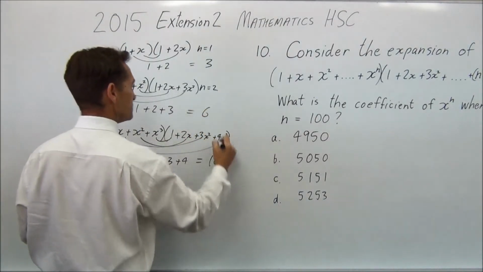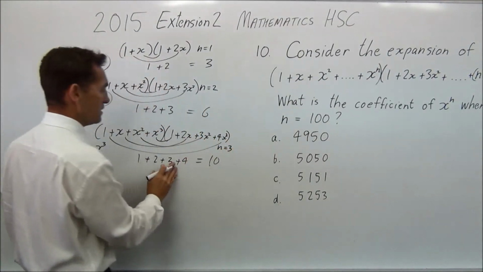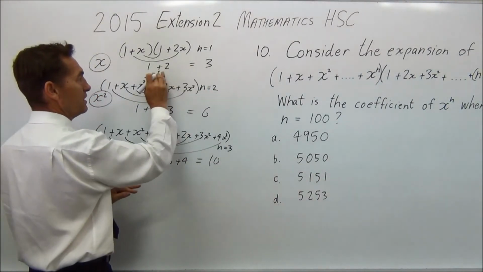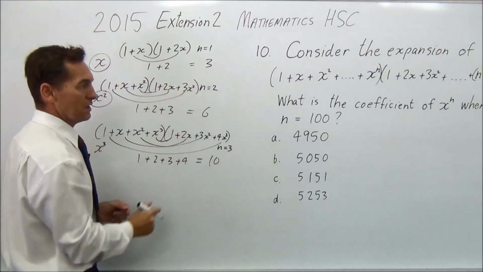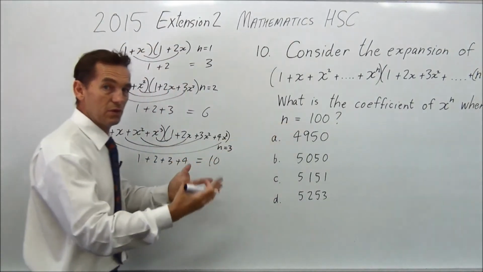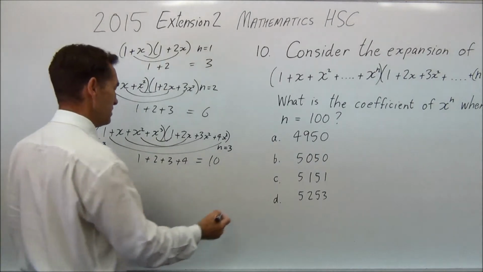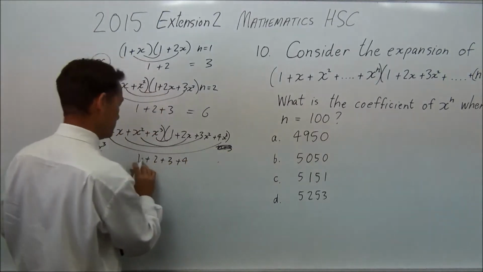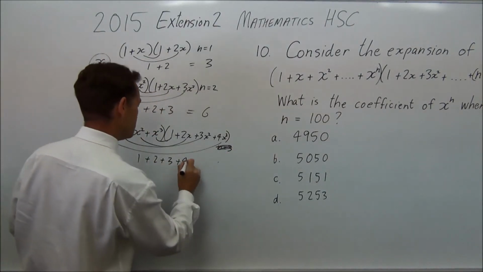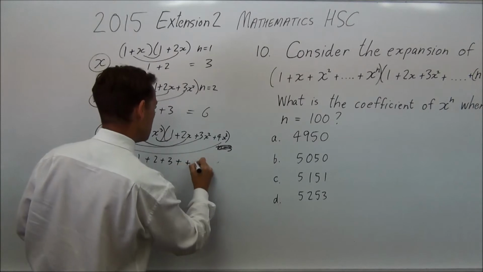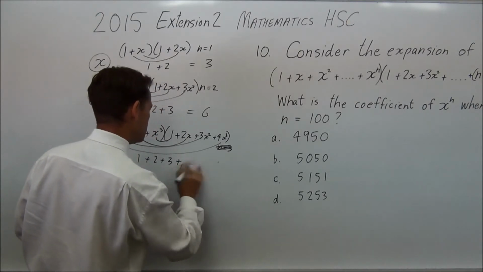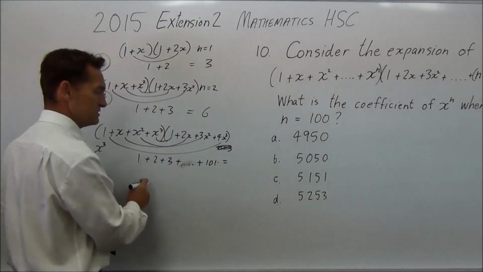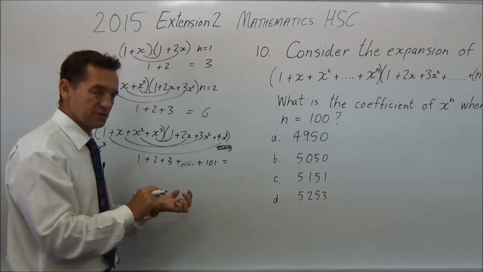So this is for n equals 2, that's for n equals 3. You notice that it's just one more than the n value. So n equals 2, it's one more, n equals 1, it's one more. We want n equals 100, so it's going to be one more, which is 101. So we rewrite this: 1 plus 2 plus 3 plus 4, dot, dot, dot, plus 101 equals. It's pretty hard to do that in your head or even on your calculator.